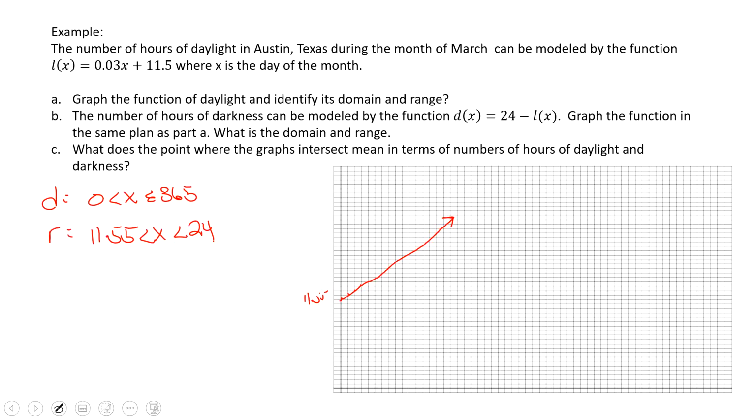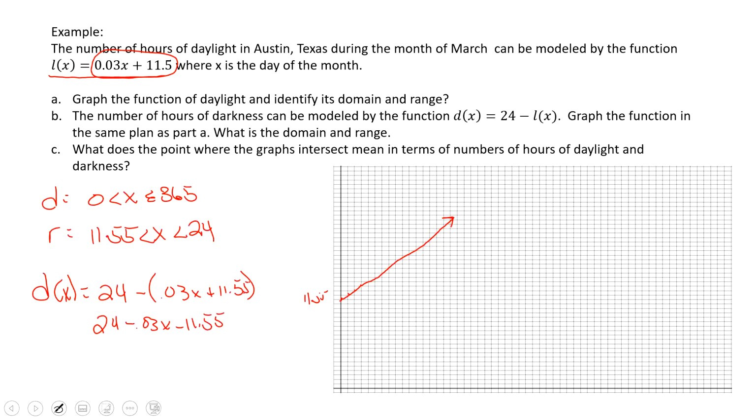So the second question was to graph the number of hours of darkness that can be modeled by the function d of x equals 24 minus L of x. So here it gets a little trickier because they're telling me my function d of x equals 24 minus L of x, which I already know is this. So I'm just going to plug this part of my equation in. So it's 24 minus 0.03x plus 11.5. So what I need to do is distribute the negative sign through. So it's 24 minus 0.03x minus 11.55.